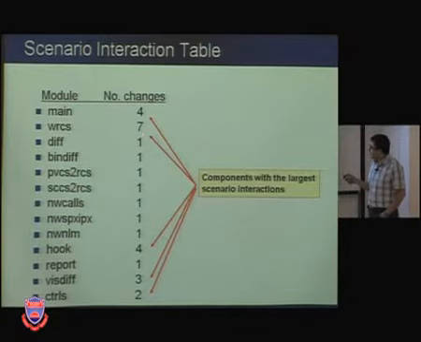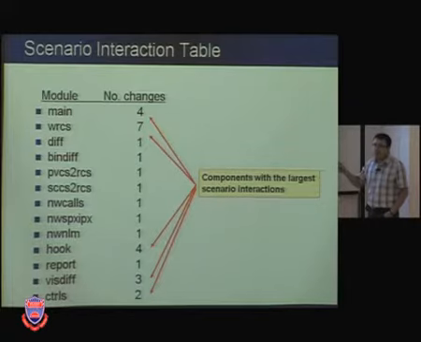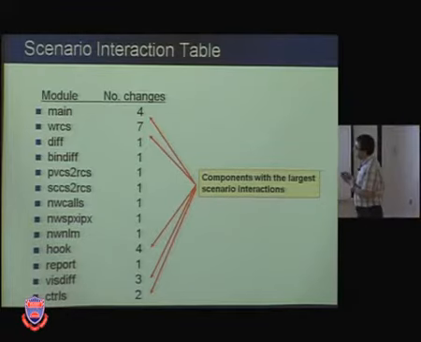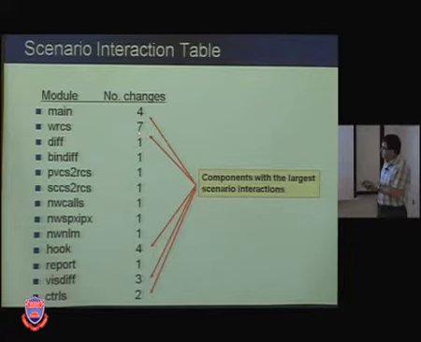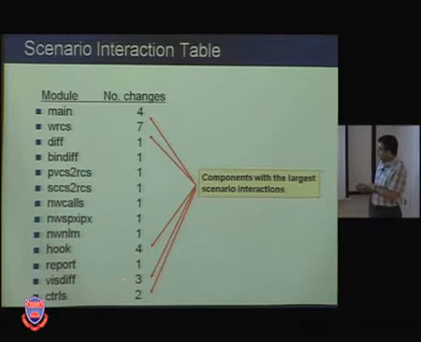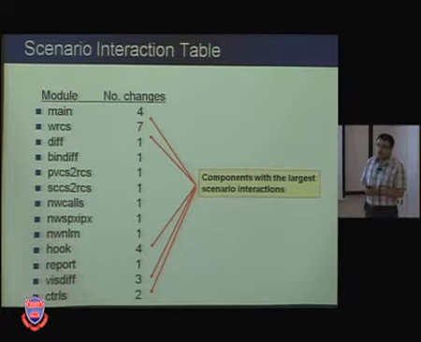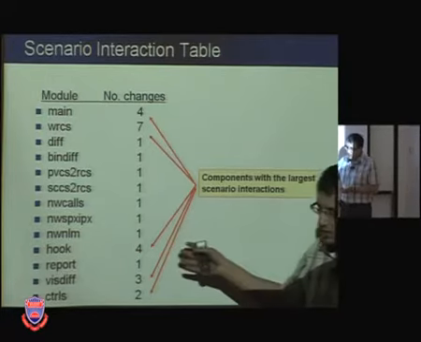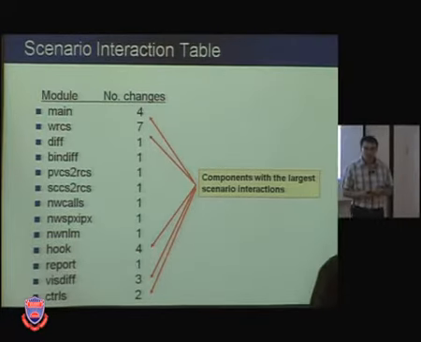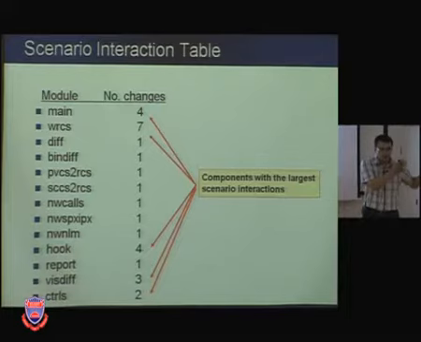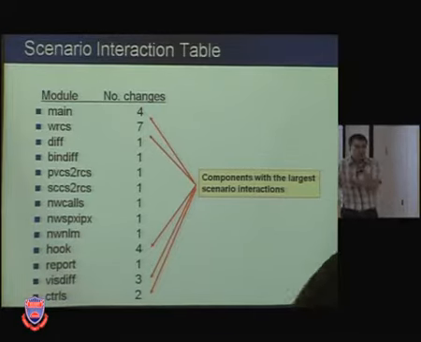In particular, it shows us that for the given set of scenarios, the main WRCS, the hook, and the festive and controls are the components with the largest scenario interactions. Okay? So this gives us the set of sensitive components. For this set of scenarios, these components are sensitive.